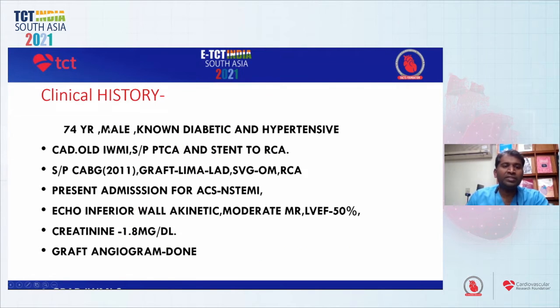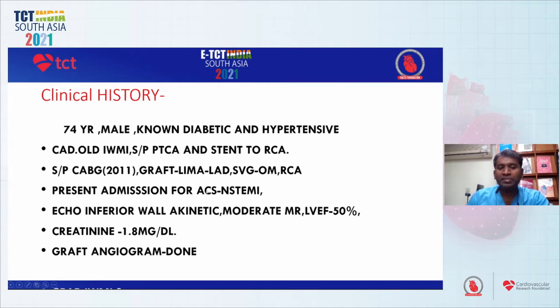When coming to the clinical history of this patient, there is a 74-year-old male, non-diabetic and hypertensive on regular medications, with a past history of an old inferior MI and PTCA done to the RCA. Later, he underwent a CABG in 2011. Grafts were LIMA to LAD, SVG to OM, and an RCA. After this, he was stable over the last 10 years.